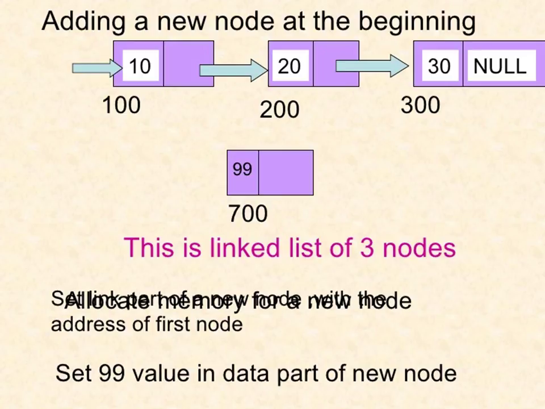Still we need to do some more adjustment. What is that other adjustment? After the 99, we need to place the 20 node. The 20 node address is 200. Now we need to place the 200 in the link field of the 99 node, that is the new node. By storing that 200 in the link field of the 99 node, we have the connection in between the 99 node and the 20 node. So initially the linked list had only three nodes. Now, by inserting a new node, the linked list has a total of 4 nodes. So like that we can establish the connection. By adjusting the links itself, we can perform the adding or insertion operation in a linked list.